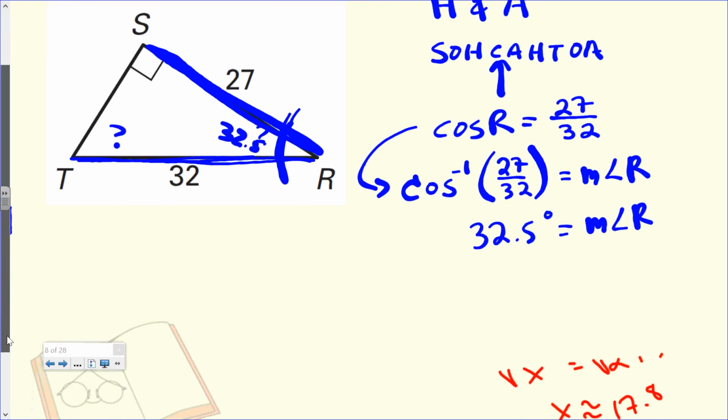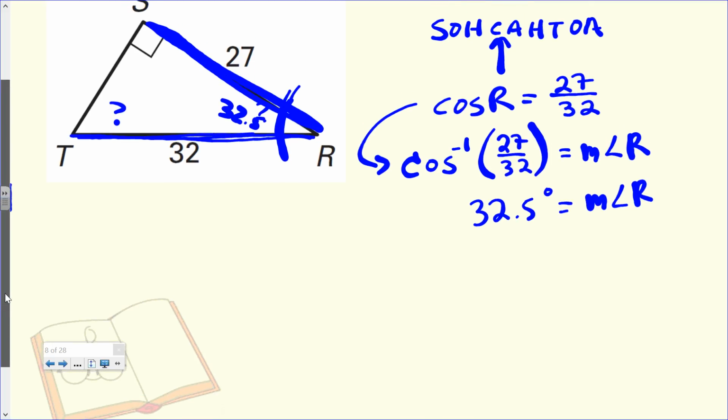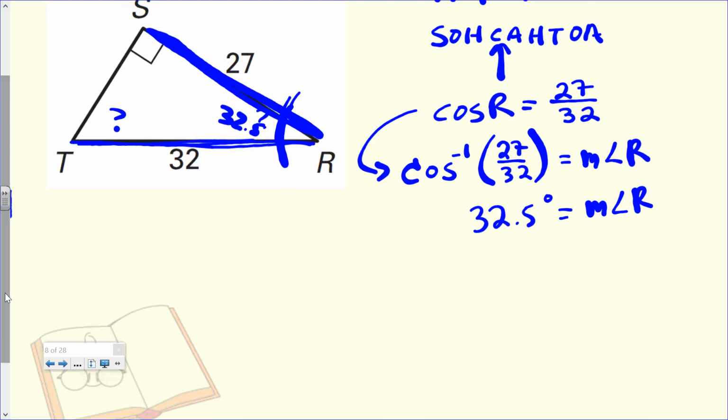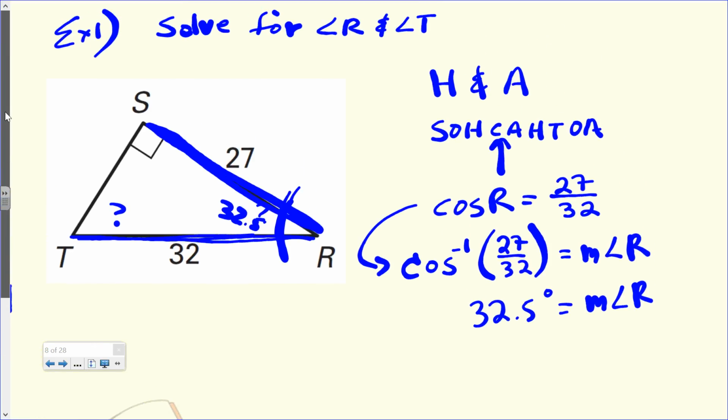Any ideas of how to find angle T now? Sine. Okay, I'm thinking of an easier way. Remember we went over how all the angles of a triangle add up to 180? At this point, we can solve for angle T using the triangle sum theorem. 180 minus 90 minus this is going to give us what angle T is. But let's go ahead and use trigonometry since we're on the topic of trigonometry.